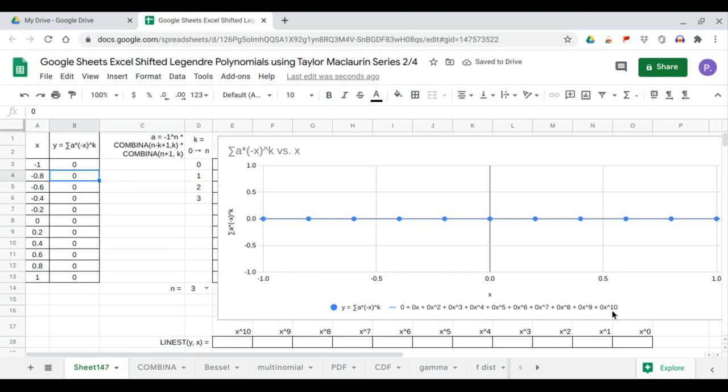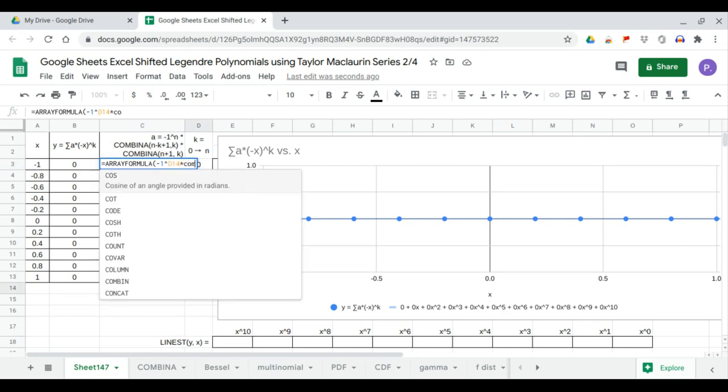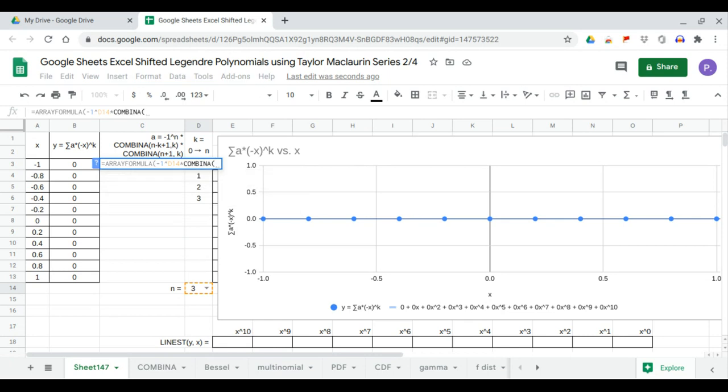Here we have the trend line equation, which is also the shifted Legendre polynomial, and the trend line. And our coefficient will be our array formula minus 1 to the power n times combina n minus k, that's n minus k plus 1, comma k.